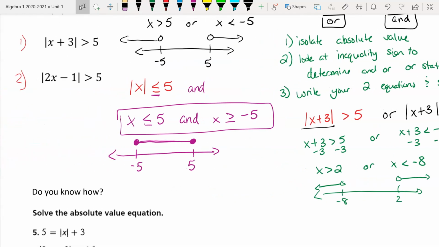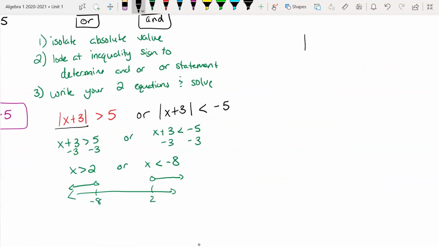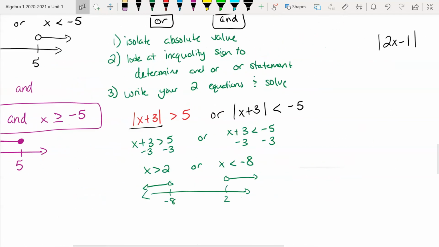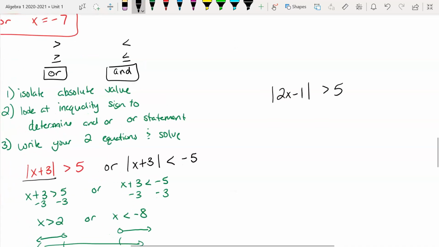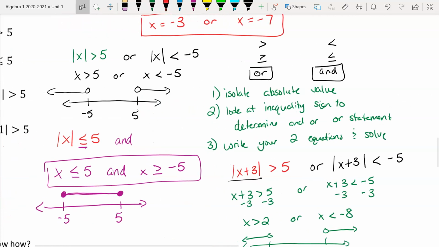The last one is 2x minus 1 greater than 5. So if I follow my steps again, I isolate the absolute value. That means it's by itself. It is on one side of the inequality sign. And then I look at the inequality sign to determine an and or or statement. Greater than is going to be an or statement.